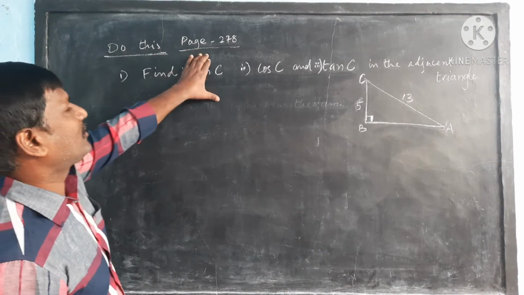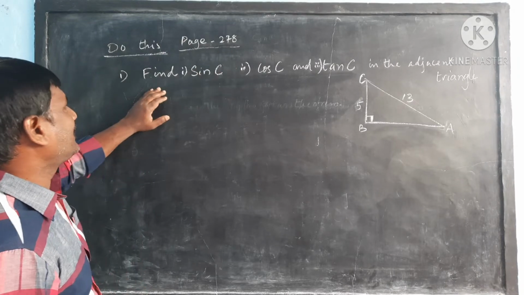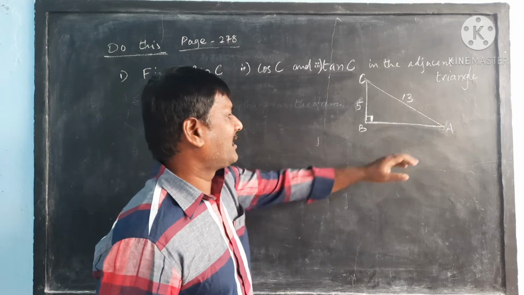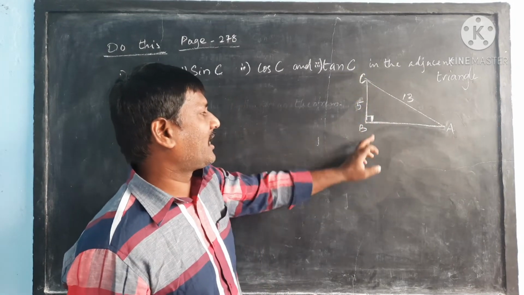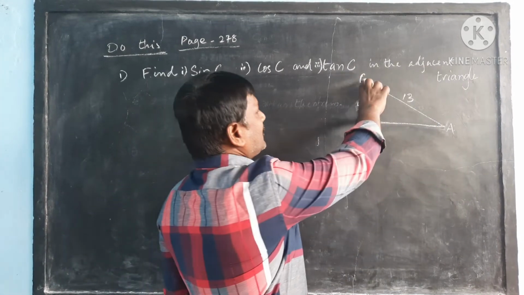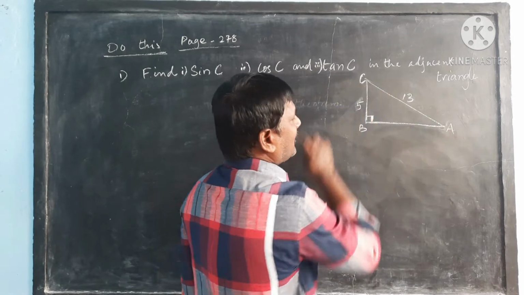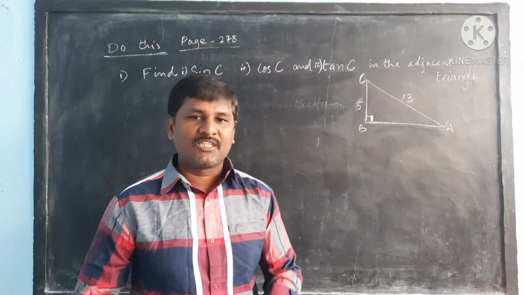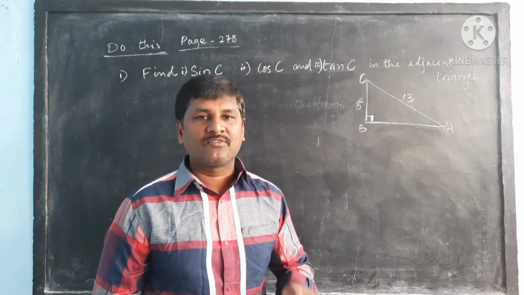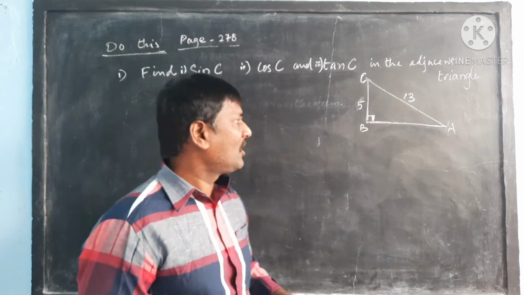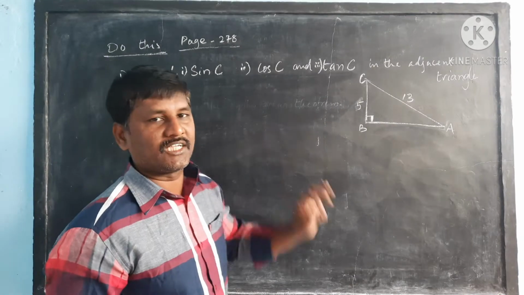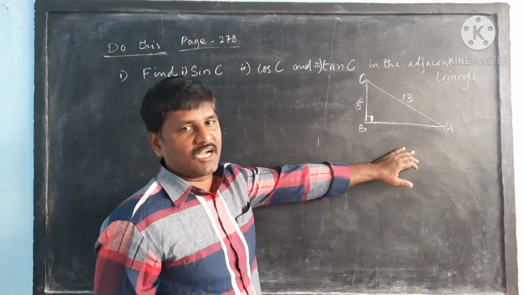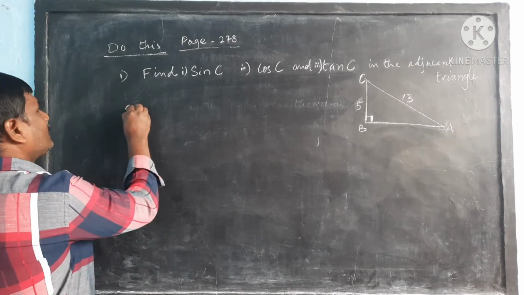Do this, page number 278. Find sin C, cos C and tan C in the adjacent triangle, that is triangle ABC, in which angle B is right angle and BC is equal to 5, AC is equal to 13. AB is not given. We know that to find the trigonometric ratios, there should be the measurements of all sides of a triangle. Then only you can find all the trigonometric ratios. That means first of all, we need to find the length of AB before you start the solution. Okay, let us start the solution.